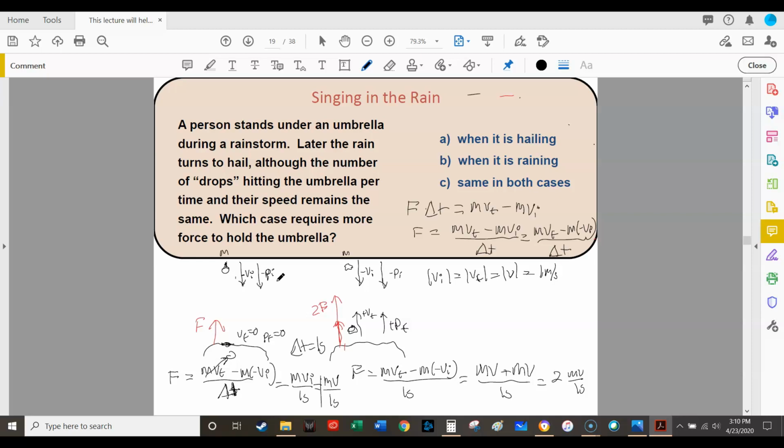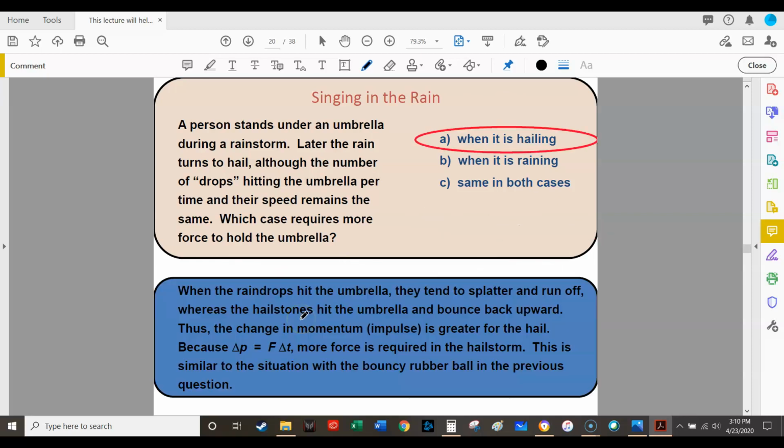Pretty cool. So basically, this can be applied to anything that sticks. If you throw something and it sticks to a wall, that wall had to do less force to bring it to a stop. But if you throw a bouncy ball against a wall, it's got to bring the bouncy ball to a stop, but then it's got to speed it back up to its original incoming speed. So it's got to apply twice the force. So that's going to be a bigger impact, right? It's going to be a bigger force. Cool. And we're right. It's going to take more force to hold up an umbrella while it's hailing.